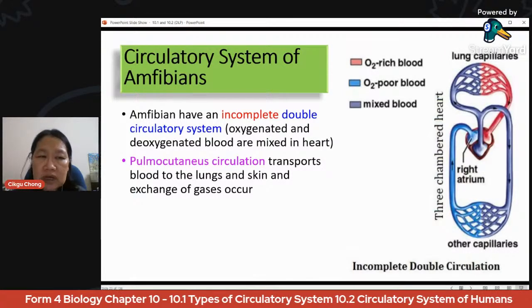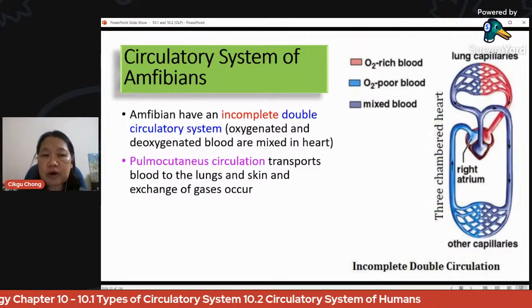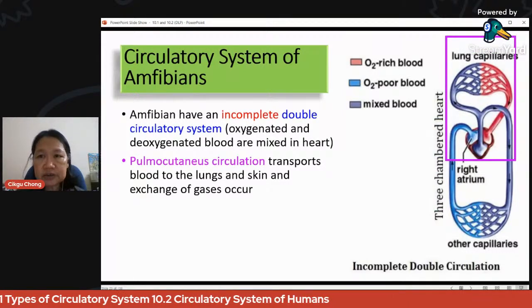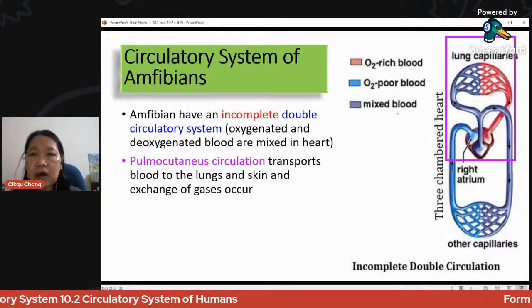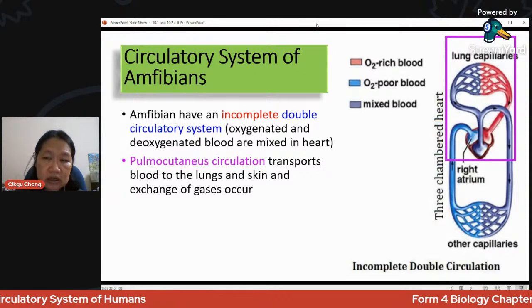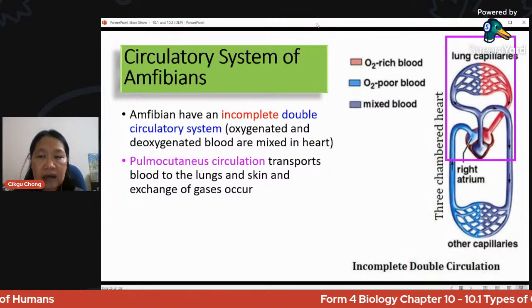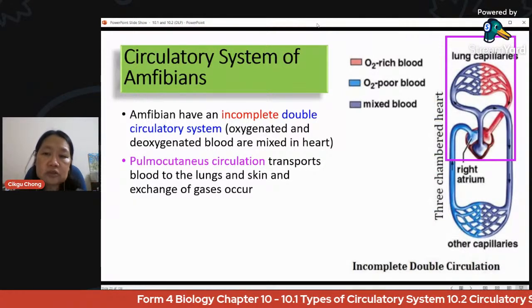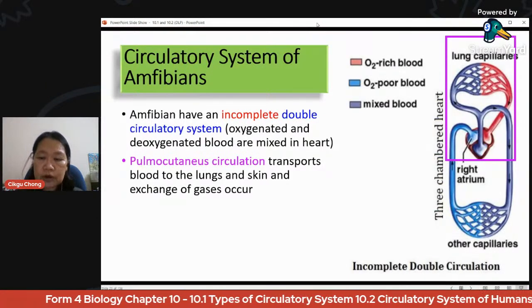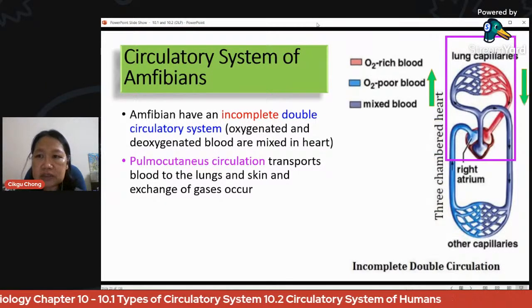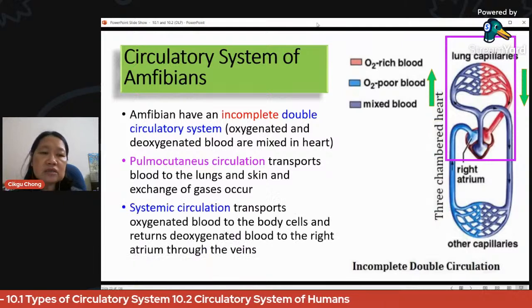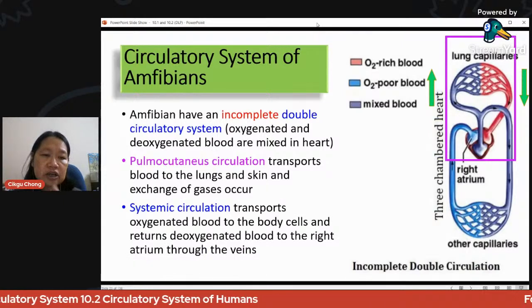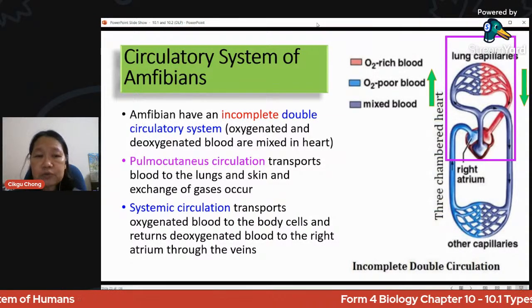Okay, so the pulmocutaneous circulation transports blood to the lungs and the skin. So you see the purple one, that is the pulmocutaneous circulation, where the heart pumps the blood to the lung, right, and it comes back to the heart. That is one loop. Okay, there's another one, right? This one comes back to the heart here. The other one is called the systemic circulation. It transports oxygenated blood to the body cells and also returns.